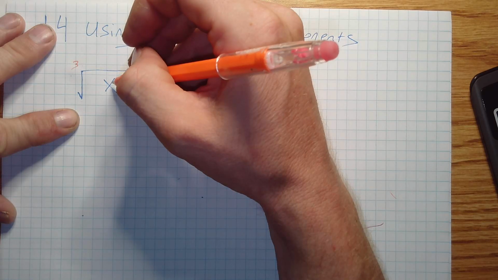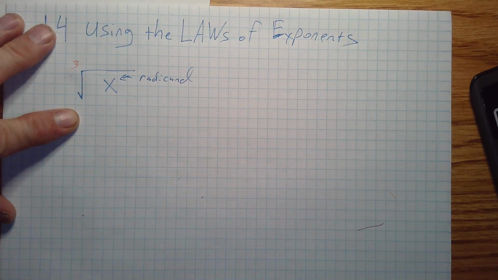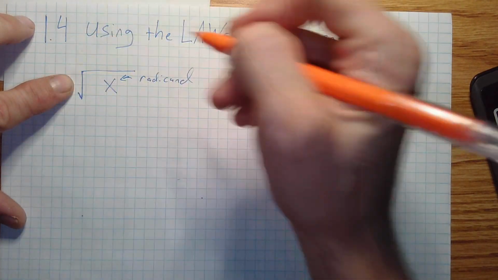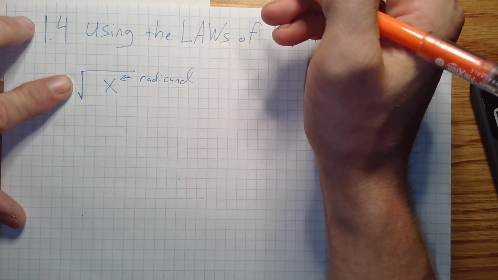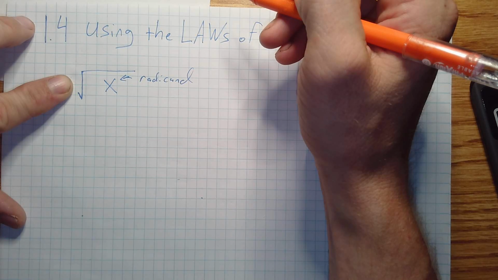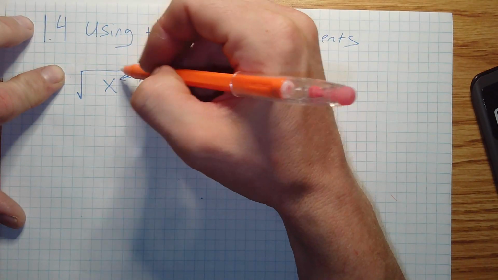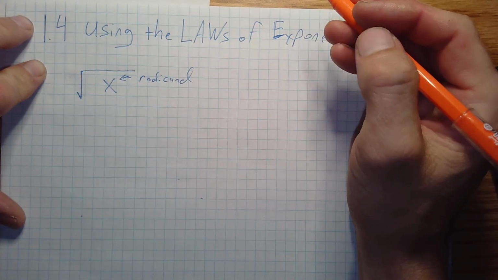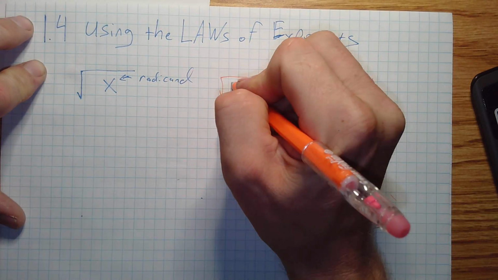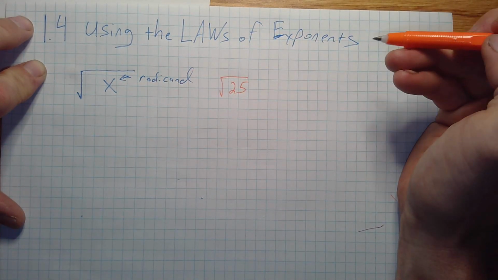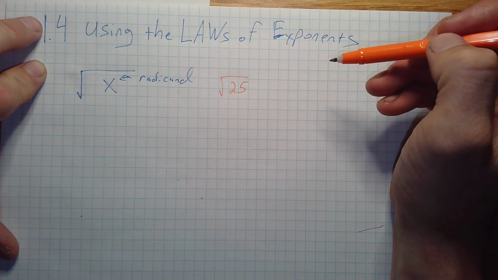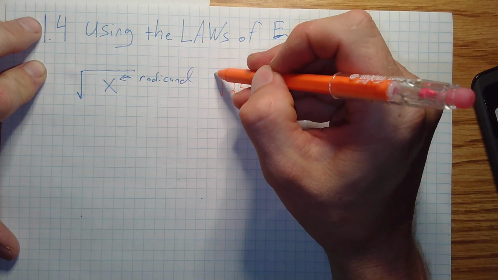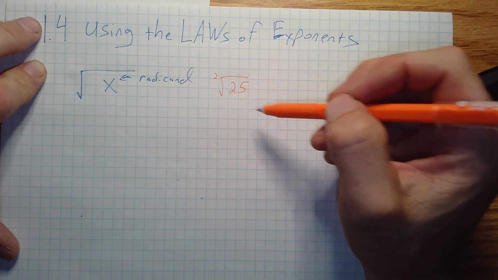Because things can be squared, right? Anything squared becomes positive. This is saying what multiplied by itself would be x. So let's take for example the square root of 25. This is saying what times itself equals 25, because this is a 2. So what times itself equals 25?